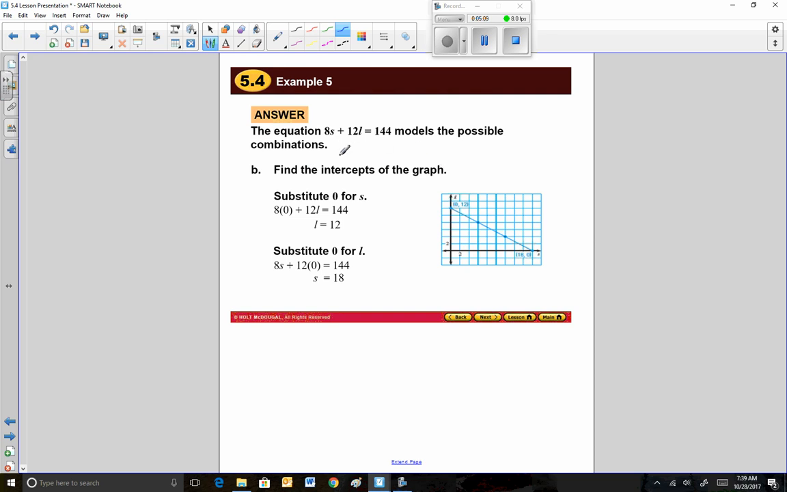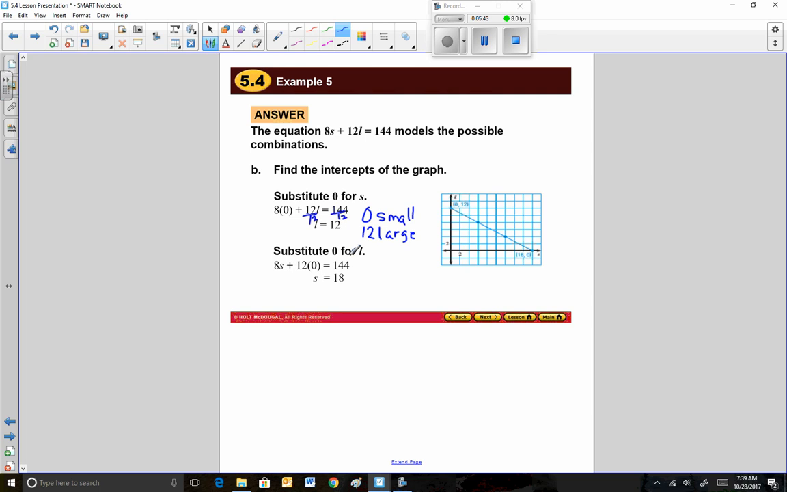Well, remember how to do those? We plug a 0 in for the x value to get the y. So if you plug a 0 in here, you get 12L equals 144. Divide both sides by the 12, and you get L is 12. So that's 12 large vans. If you had 12 large vans, you would have to have 0 small vans. Remember what that means: that was your 0 for your x, so that's 0 small vans and 12 large vans.